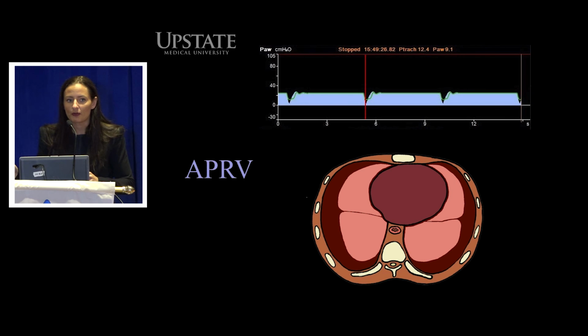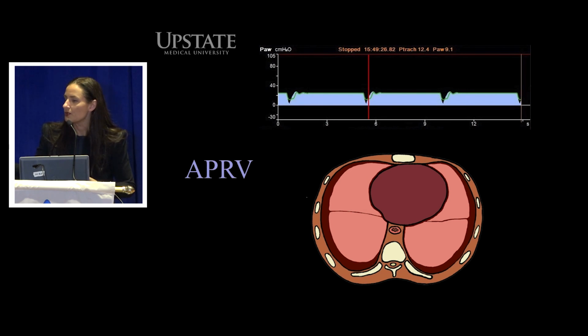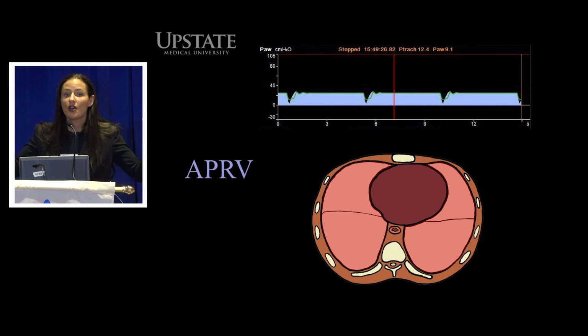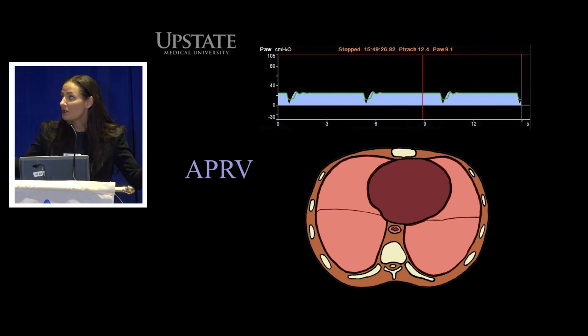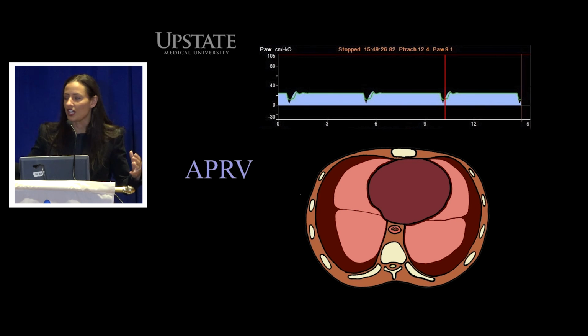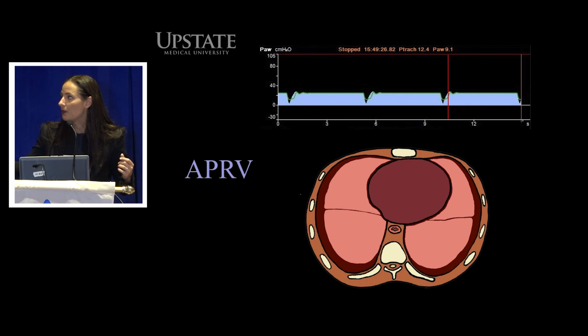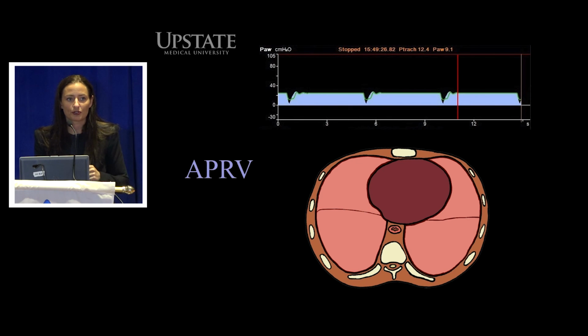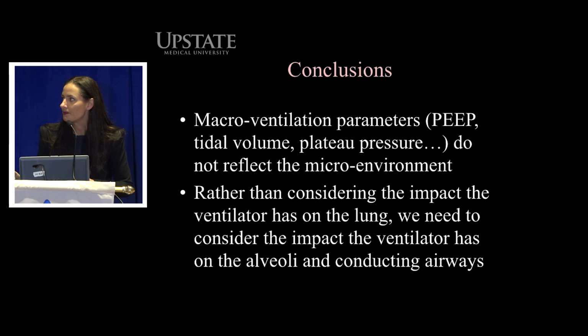By comparison, if we start with APRV, again looking and starting at the expiratory phase, as we move into inspiration, we have that time necessary to not only open up and recruit the lung, we could potentially also be recruiting the chest wall. And with a brief expiratory phase, ideally we're not allowing for lung derecruitment, and we're also trying to avoid chest wall derecruitment.